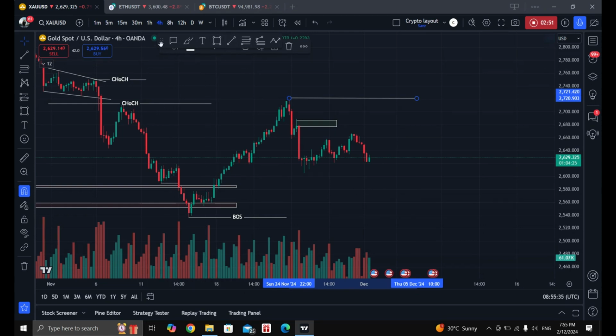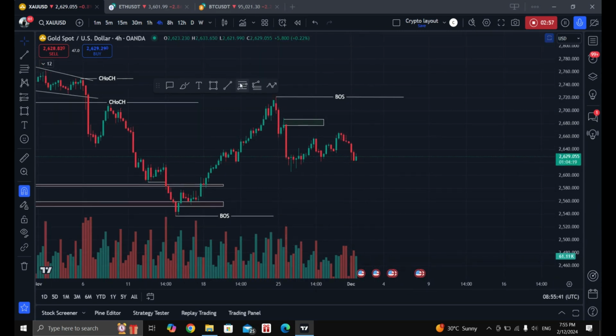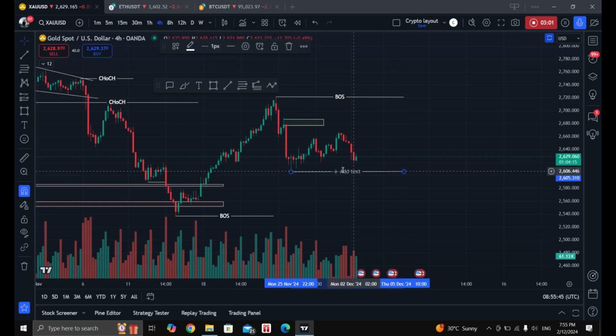We do this. It breaks the structure because it's bullish now. The lowest low is here. And this would be the change of character because we are bullish. So now again, the price can do literally anything it wants.